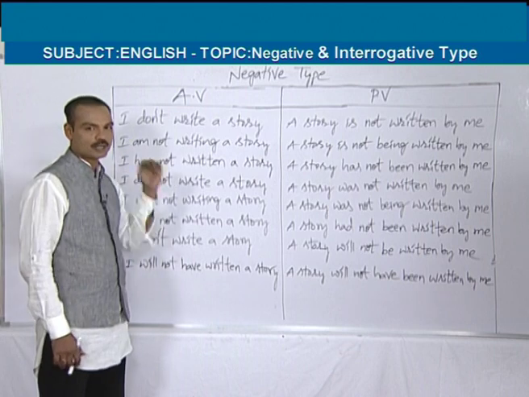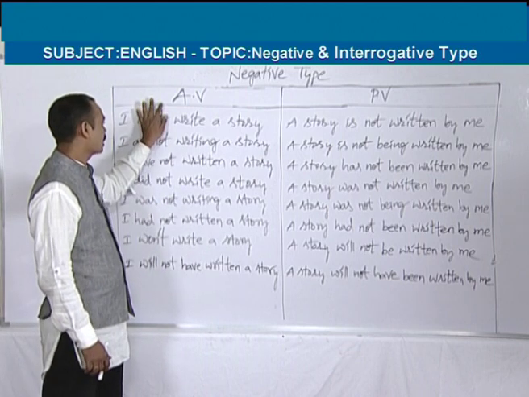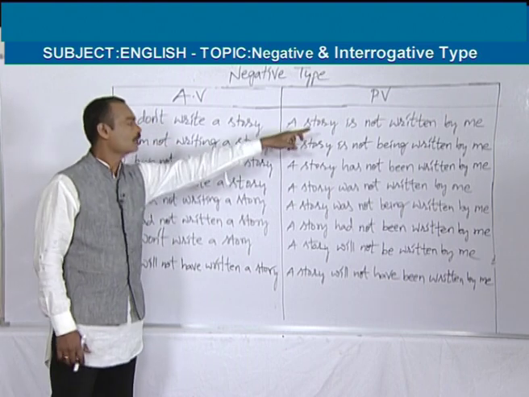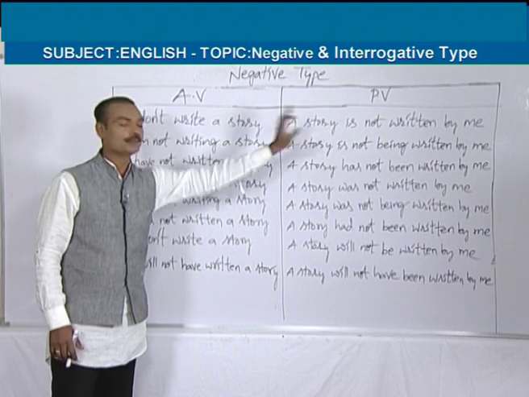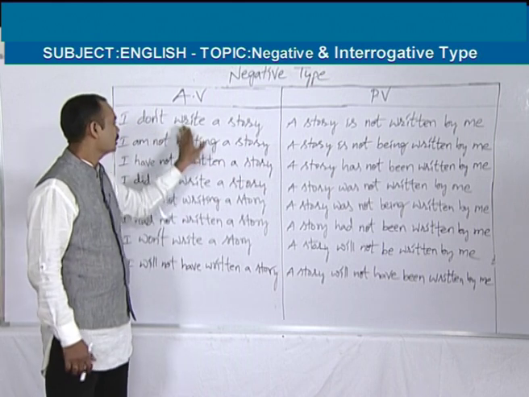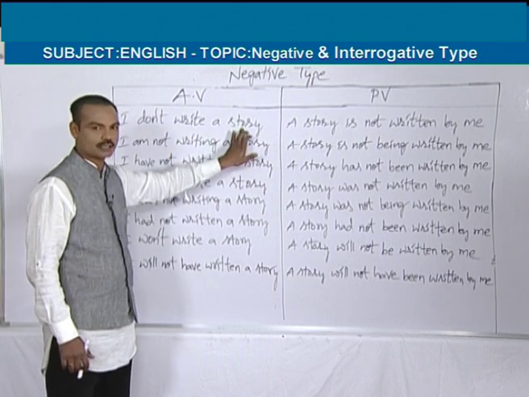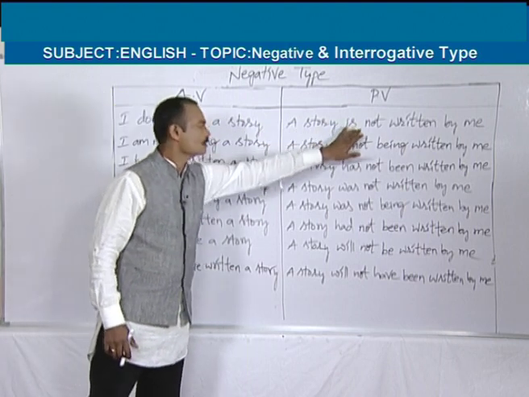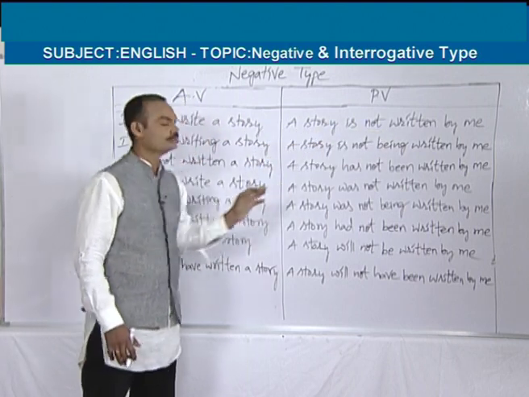But now it is not a positive statement, it is a negative statement. I don't write a story. So whenever you see this negative form, not should be written after the helping verb. A story, I don't write a story. This is active voice. The passive voice is: a story is not written by me.